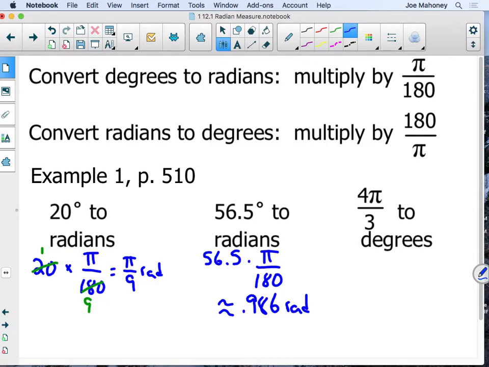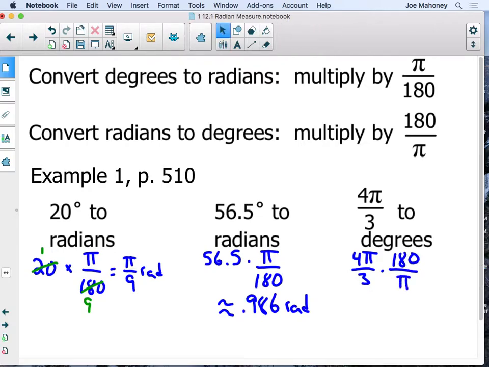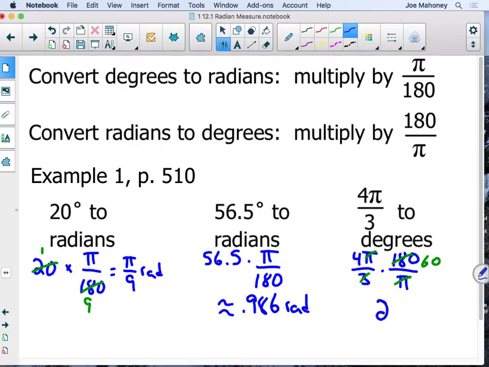Hey, let's go the other way now. If we're going to go from 4 pi over 3 radians to degrees, let's multiply 4 pi over 3 times 180 over pi. What you might notice is that the pi's cancel out. You'll also notice that 3 goes into 180 60 times. So 4 times 60 is 240 degrees. So 240 degrees is 4 pi over 3 radians. So that's how we convert back and forth from radians and degrees.